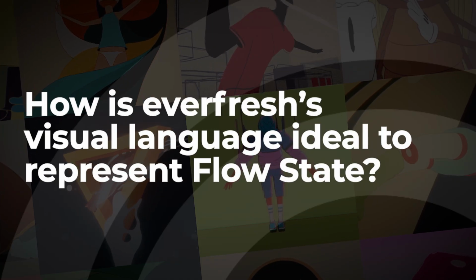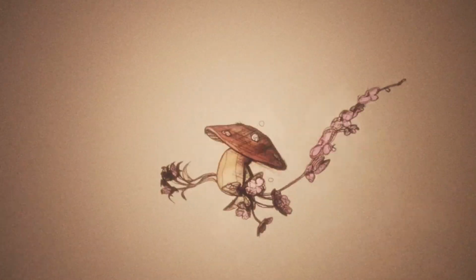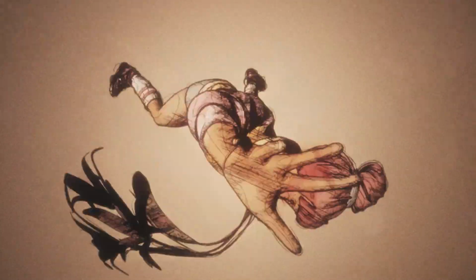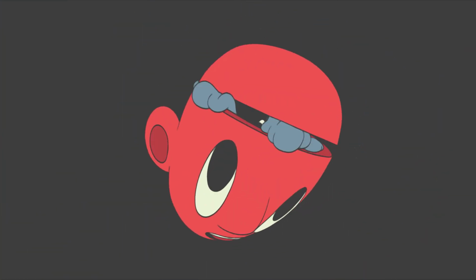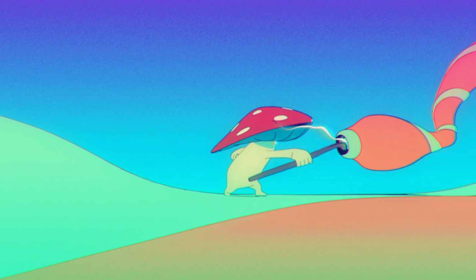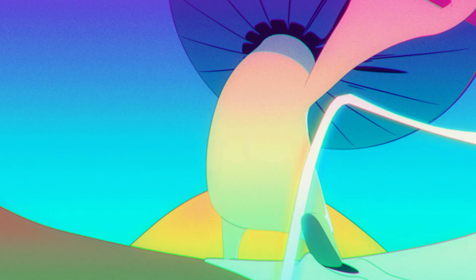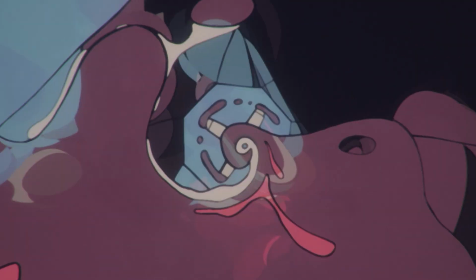How is Everfresh's visual language ideal to represent flow state? So Everfresh, for me, was the first artist that I thought about when it came to the flow state. His pieces are always the literal representation of flow, right? Every piece flows perfectly with the music, the movement that he visually paints frame by frame is incredible. But it's always so interesting. Something always happens in his pieces that you don't expect, and it's a movement or a flow that opens up something different to you than you would think about yourself.